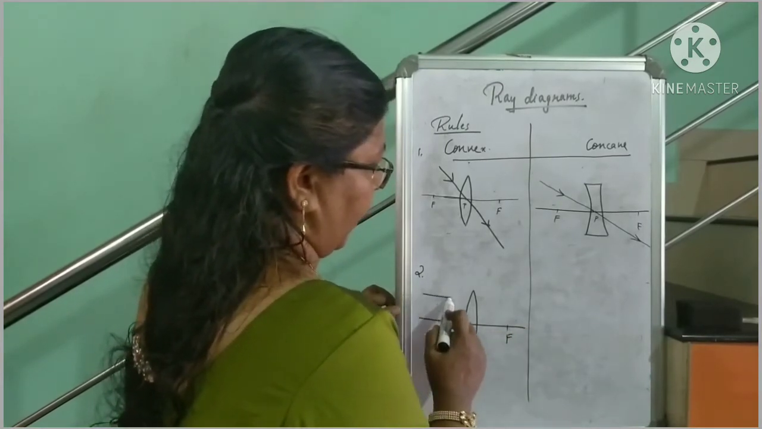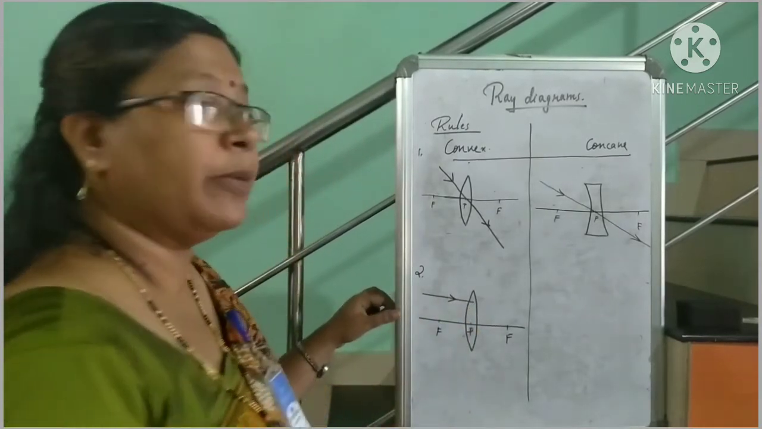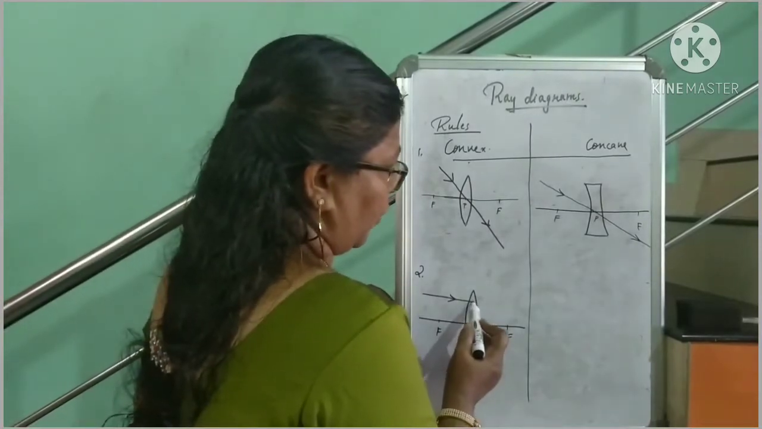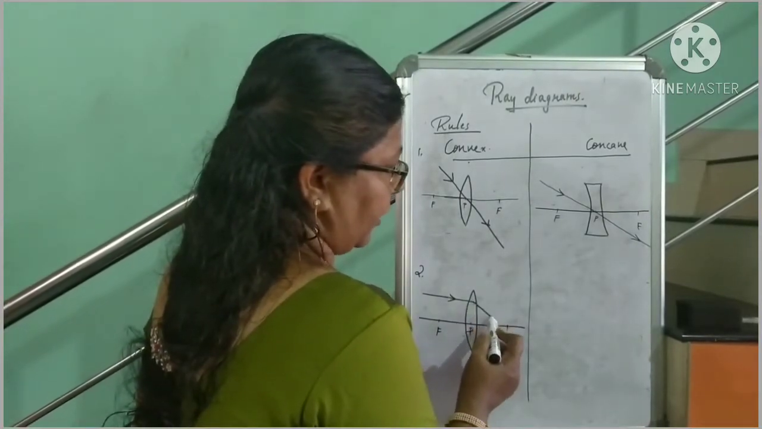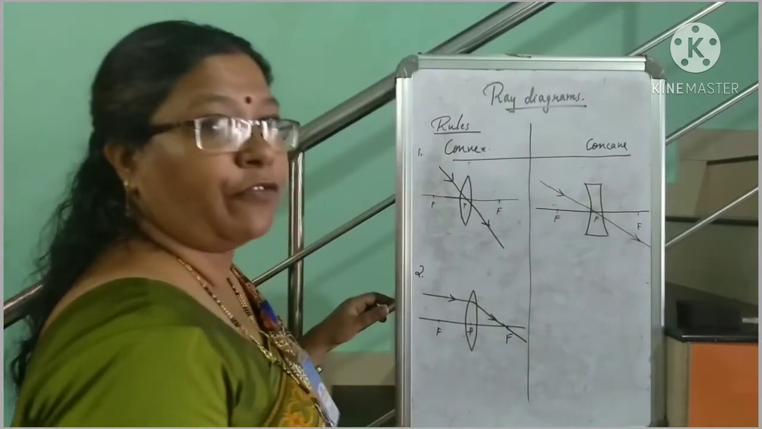A ray of light falling parallel to the principal axis after refraction. Refraction is shown like this. After refraction, it passes through the principal focus.